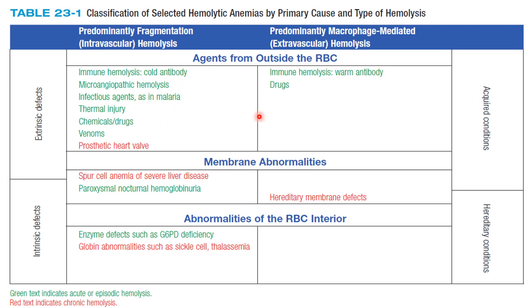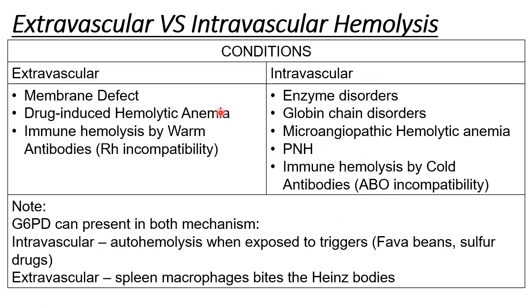Pero, if in case na hirap kayo sa table na to, we can break this down into much simpler discussion. Unahin natin, di ba, yung classification between extravascular versus intravascular. So, recall lang natin, extravascular is also known as your macrophage-mediated hemolysis, while yung intravascular hemolysis is also known as RBC fragmentation hemolysis. Okay, balikan natin yung mga conditions under each classification. Extravascular, ibig sabihin, ulit nito, nasa labas ng vessel yung hemolysis process.